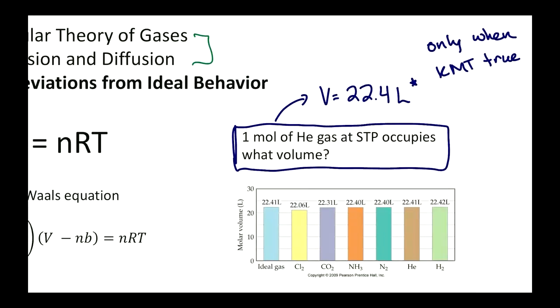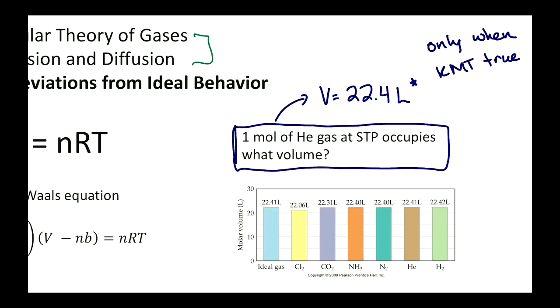I'll show you this graph again. Remember we calculated how much 1 mole of gas occupies at STP? STP stands for what? Standard temperature and pressure, which means 0 degrees Celsius and 1 atmosphere. So we calculated that 1 mole of gas occupies 22.4 liters.